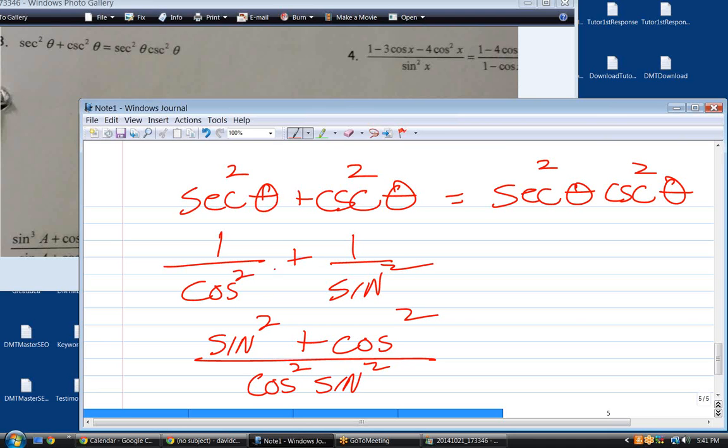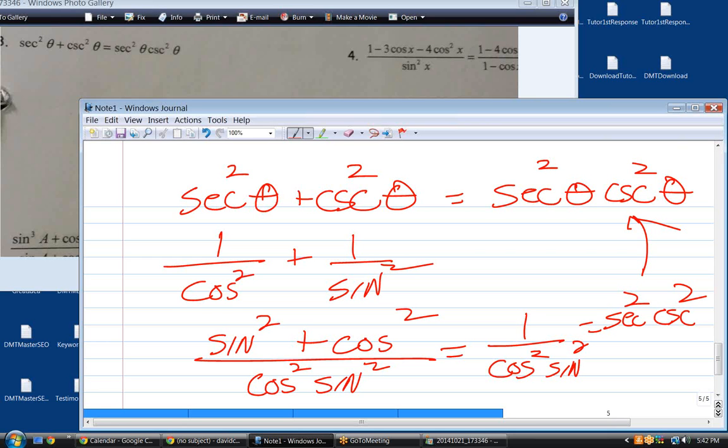In other words, when you add two fractions, you have to find a common denominator, and then the upper left is sine squared, the upper right is cosine squared. All of that is 1. So that's the same as 1 over cosine squared sine squared, which is the same as secant squared cosecant squared. Okay, yeah, I got it. That makes sense. You get this step, that's the key step. You got to be able to add fractions with trig functions.